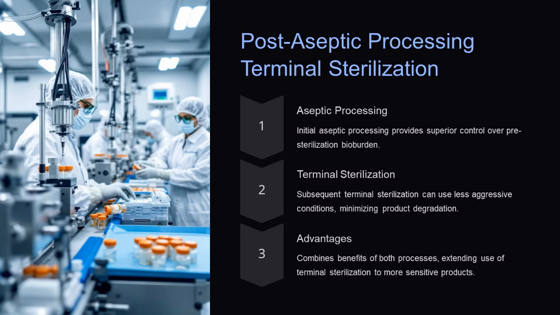Initial aseptic processing provides superior control over pre-sterilization bioburden. Subsequent terminal sterilization can use less aggressive conditions, minimizing product degradation. Combining the benefits of both processes extends the use of terminal sterilization to more sensitive products.